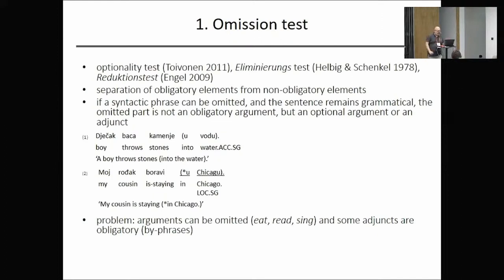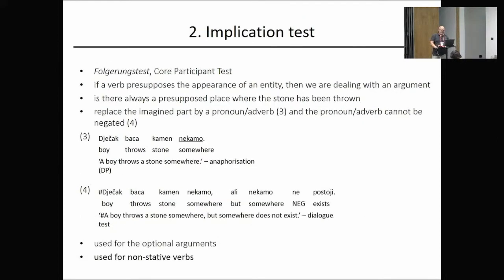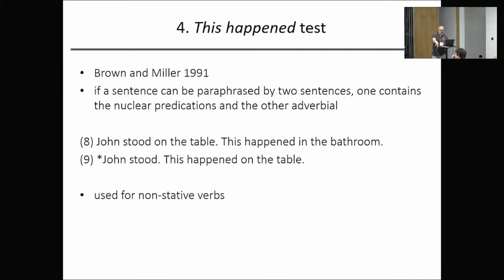I'll go through the tests really, really quickly. Sorry. The other test is an application test, which we use to compensate for this omission test. Then we can decide, for this non-obligatory element, whether it is an argument or an adjunct. Then we have the do-so test and the happen test. These are clean syntactic tests that are used for non-stative verbs.